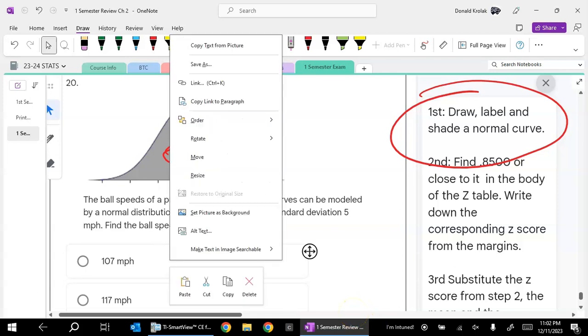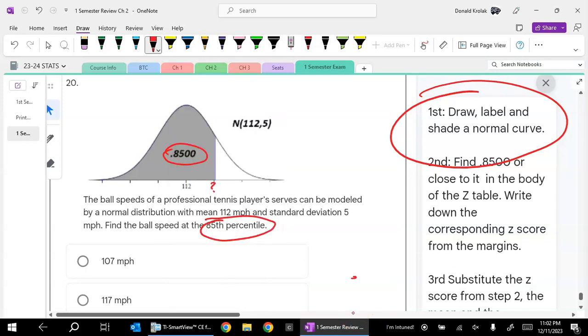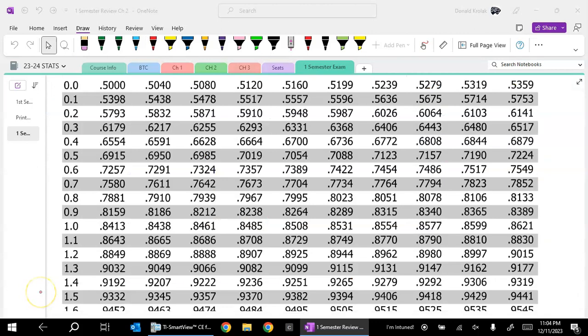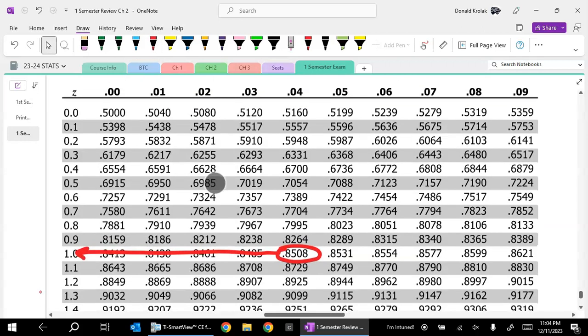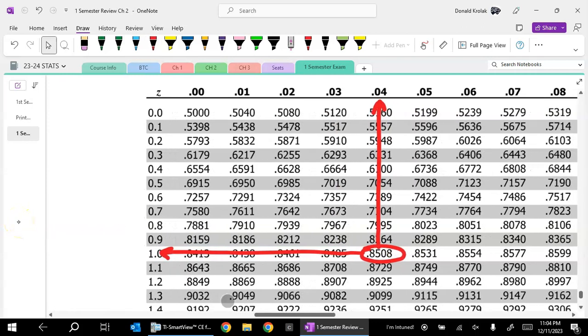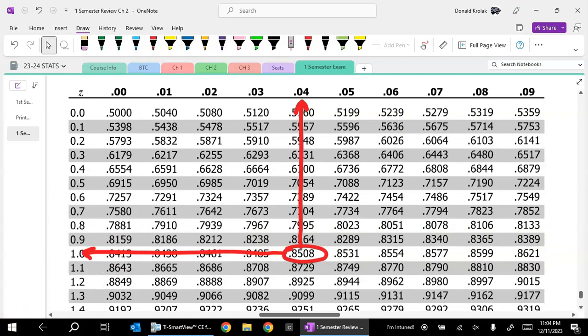All right, so we're going to go over to our positive z-table and find the z-score that is closest to 0.8500. All right, so our closest value to 0.8500 would be 0.8508. So when I go over here, that's going to give me my z-score. And that's going to be 1.04. Z is 1.04.